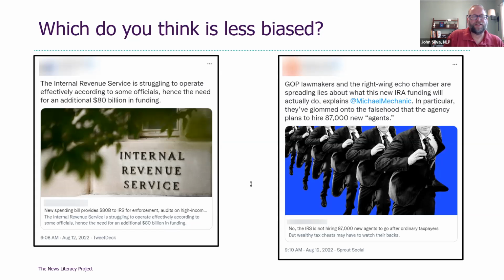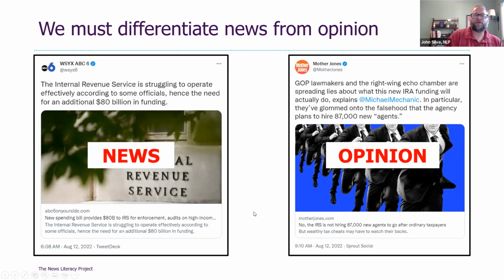So Amber says the one on the left. I think, yeah, it is pretty clear, right? When we talk about a right-wing echo chamber, and then saying that people are spreading lies. Here's the most important thing to recognize.